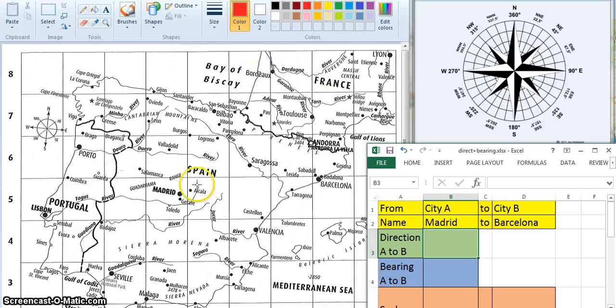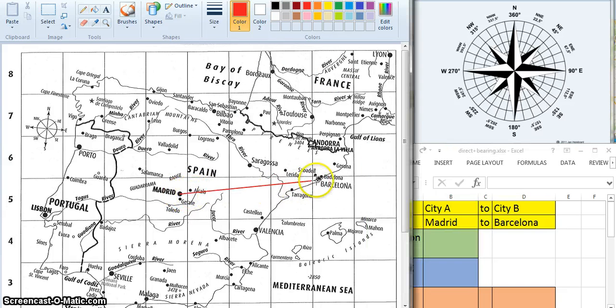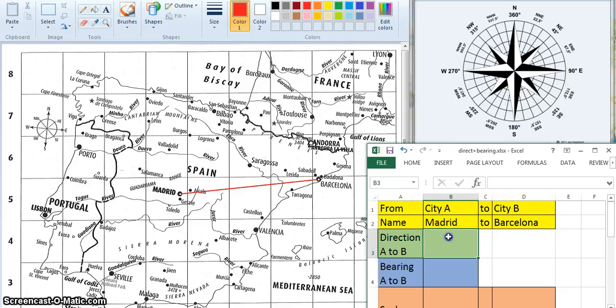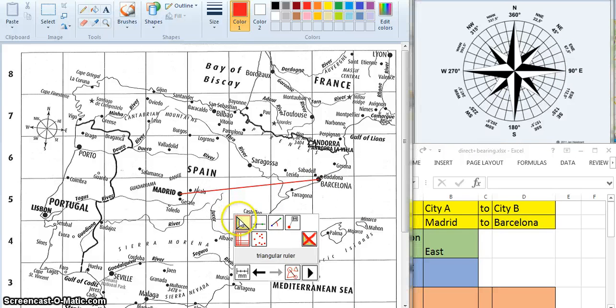So I'm going to draw a line between Madrid and Barcelona. Okay, so we can see that if we were to follow this line here, we'd be roughly travelling east, or somewhere between east-northeast and east. So I'm just going to type in east as our direction of travel. And the bearing that we would expect to sit somewhere between 67.5 and 90 degrees. So we'll pull up our protractor.